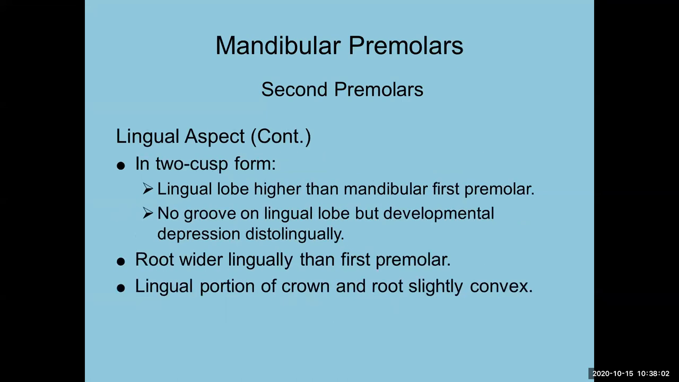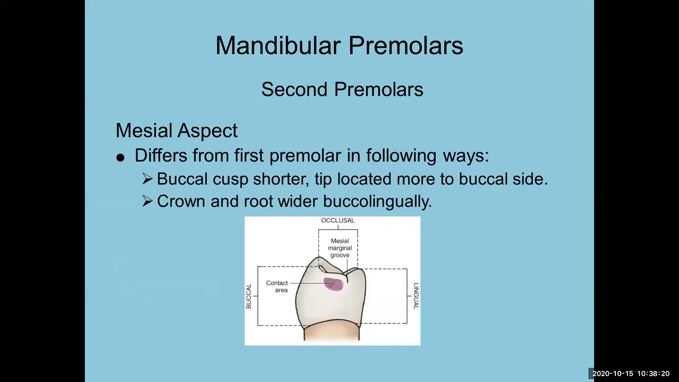In the two cusp type, the lingual lobe is higher than that of the mandibular first premolar, because that mandibular first premolar has that distinctive afunctional cusp, and there's no groove on the lingual lobe. Second premolar, you've got a higher lingual cusp than you do on the first premolar, and it's not quite as lingual tilted. The first premolar would have a definite tilt, and that occlusal would tilt towards the lingual.